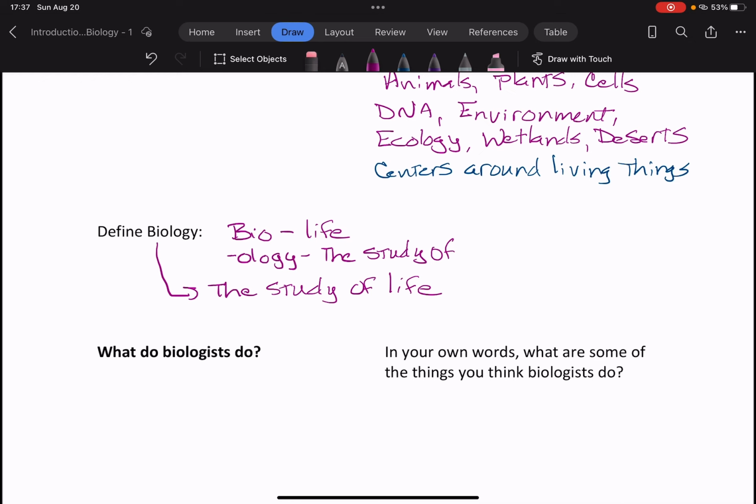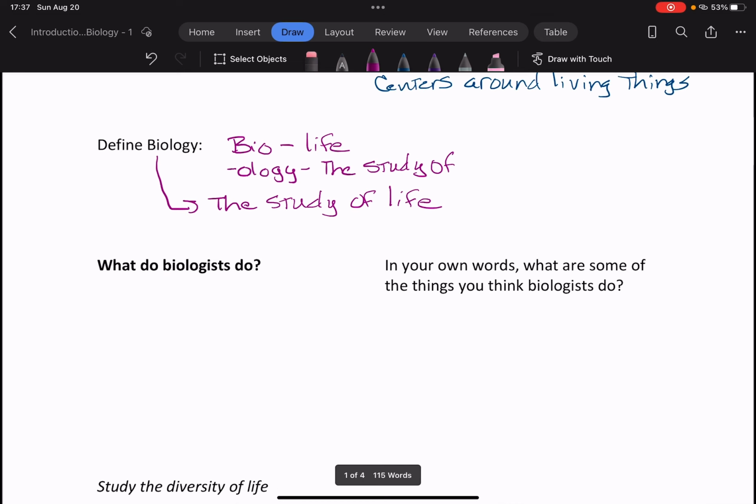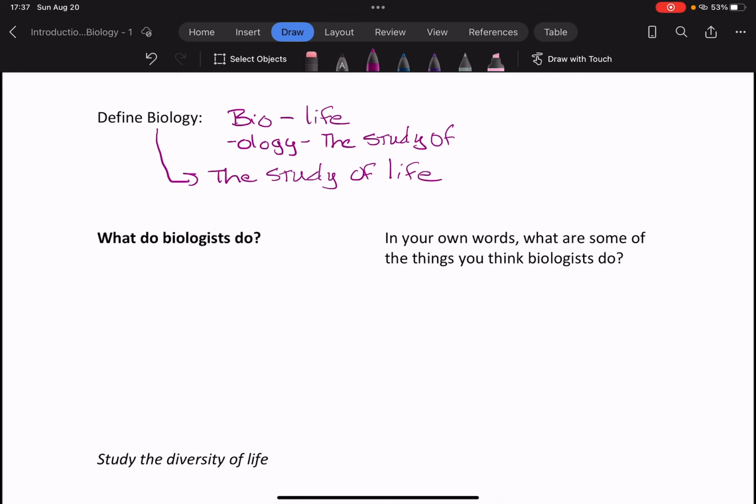So we look back at our list. All of that has to do with living things, so that would all be under the large umbrella of biology. Now let's look at biologists. Take a second. What do you think they do? What do you think they study? Take about a minute or two, write down some things you think of, and I'll write down some things that I think of.